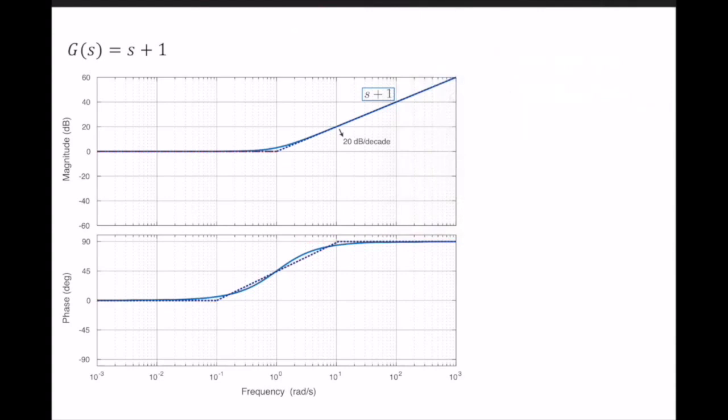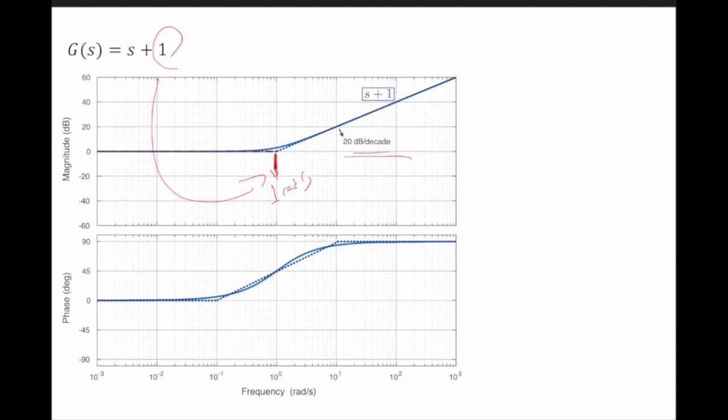Okay, so in this case, the corner frequency of the magnitude is 1 radian per second. As you can see, this is 1. It's not a coincidence. Okay, so until 1, your magnitude is a straight line at 0 dB. And after 1, it is a ramp, which has a trend of 20 dB per decade.